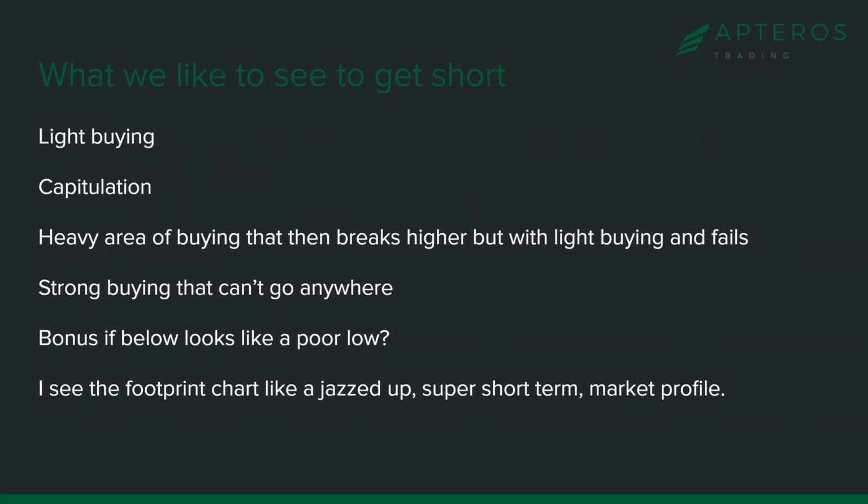Light buying into the high, almost a wick excess capitulation type feel, or maybe heavy buying and maybe we form a ledge that breaks through, but then there's super light volume here and it slams back and that fails. Excess again. How about strong buying that can't go anywhere? It's trying, and it just fails, right? It's better if you get excess, but it can still happen.